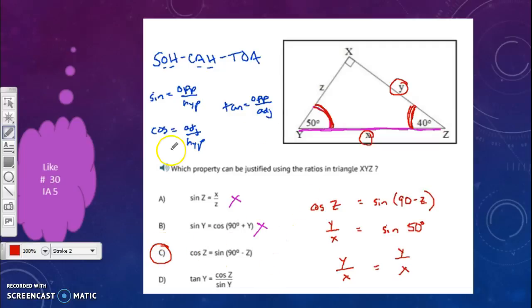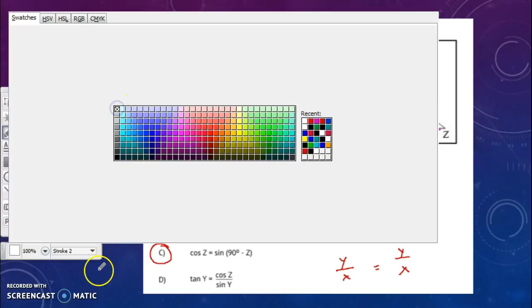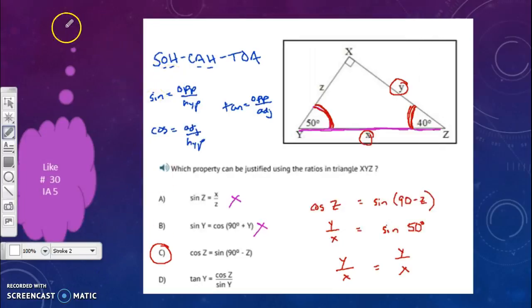Now, normally I would recommend that you go on and do answer choice D as well. I was not going to do it because I'd run out of room, but yeah, I'll go ahead and do it over here on the side. Let me change colors. All right, the tangent of y equals the cosine of z over the sine of y.